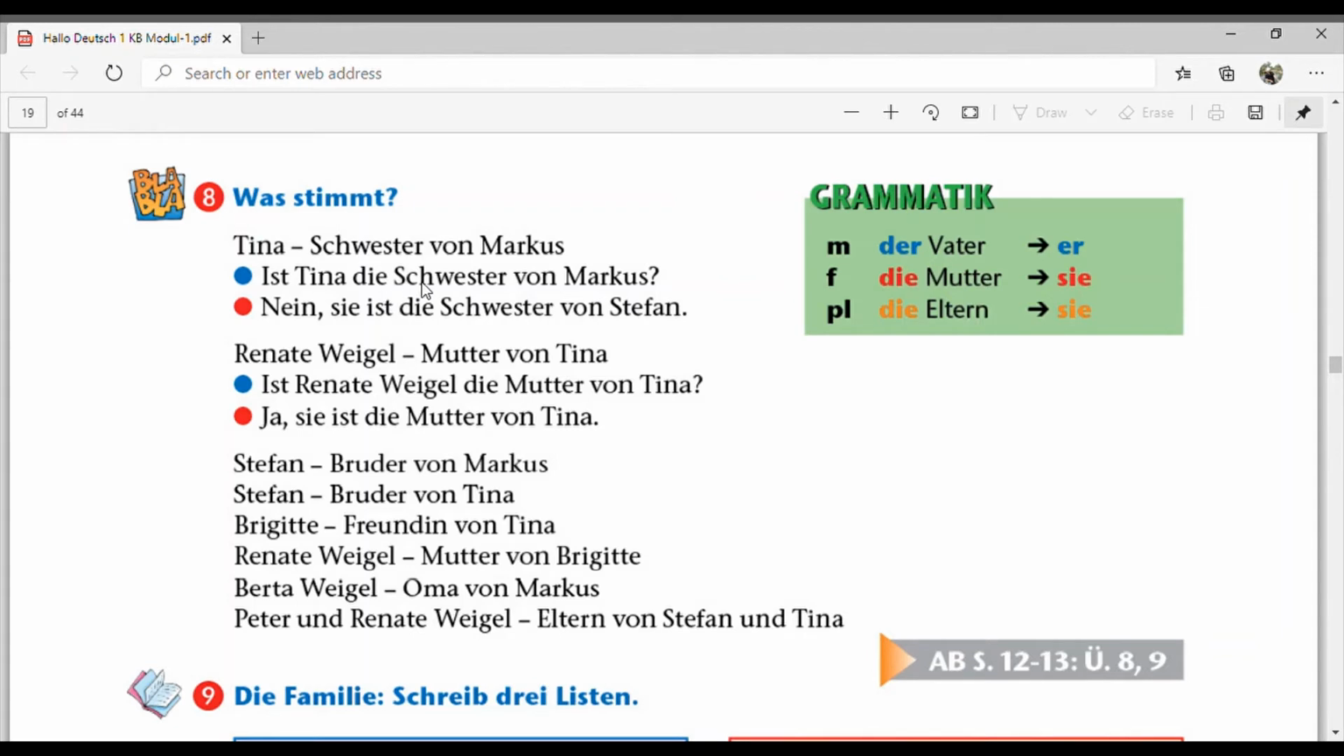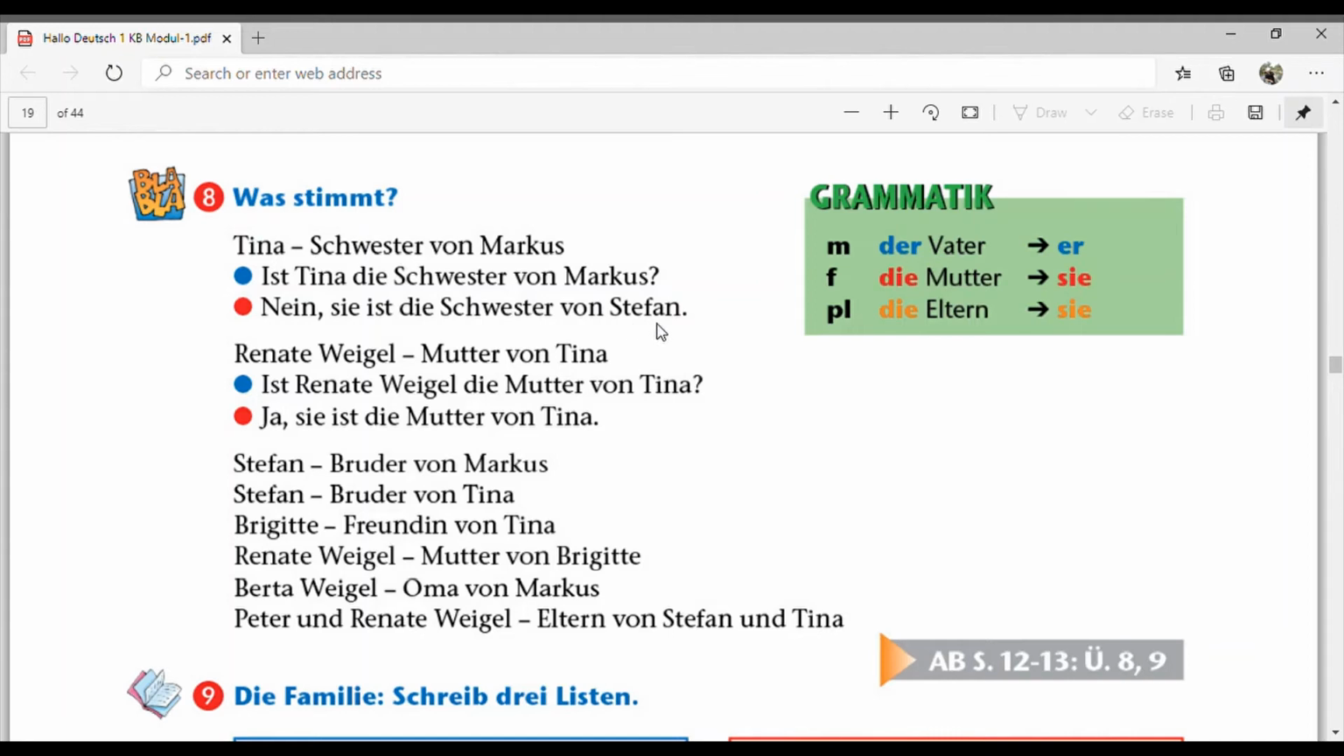So die, and then same sentence, Schwester von Markus. So no changes. Yeah. So ist Tina die Schwester von Markus? Then no. So nein. Then for the Tina, okay, for the Tina we are writing, so sie ist die Schwester von Stefan. So we have corrected here the answer.